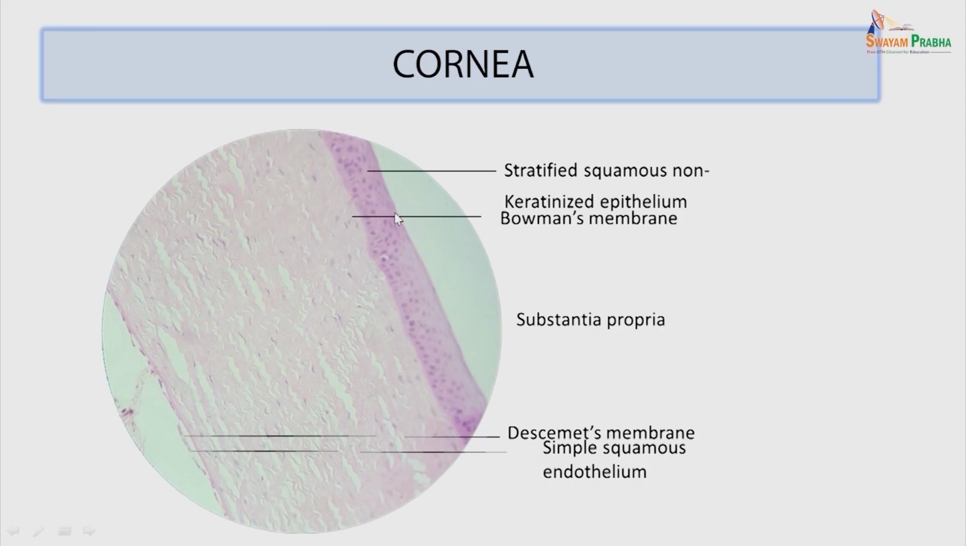Starting from the anterior part, it is a stratified squamous non-keratinized epithelium. Next to that is the Bowman's membrane, then the substantia propria. Next to that is the Descemet's membrane and the posterior epithelium, that is a simple squamous endothelium of the cornea.